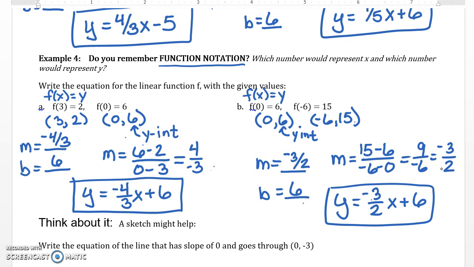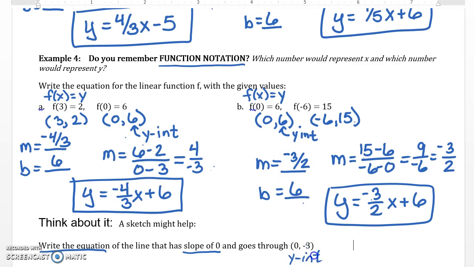All right, on to the last problem, or think about it problem. And it says we could sketch a graph if we think it might help, but let's go ahead and see what we have to work with. Our job, write an equation, just like we've been doing, of a line that has a slope of 0, that sounds familiar, and goes through the point 0, -3, which happens to be the y-intercept.